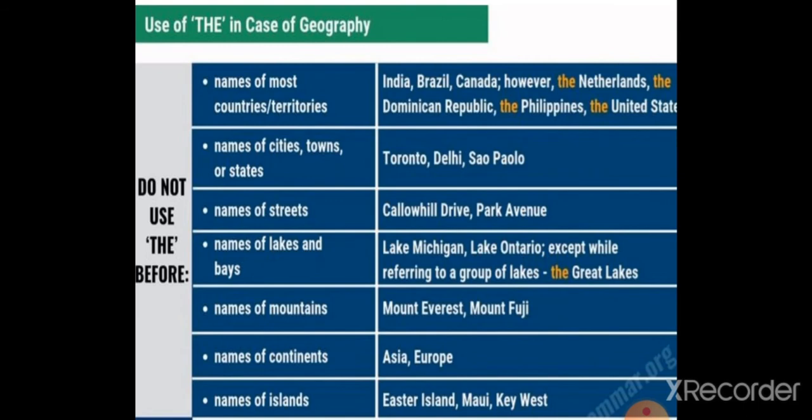Now let's talk about the in geography. Geographical patterns or geographical features, there are many features, and with them we use the. For example, names of most countries.